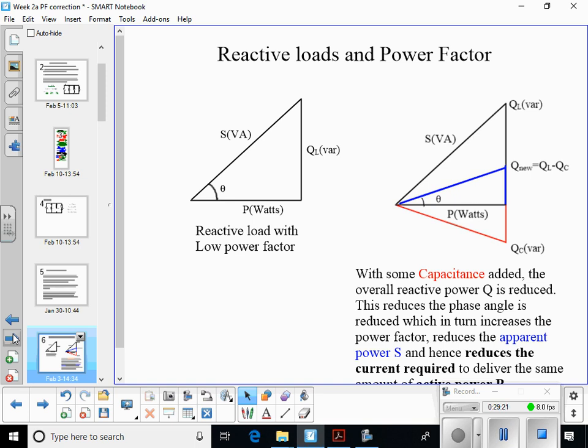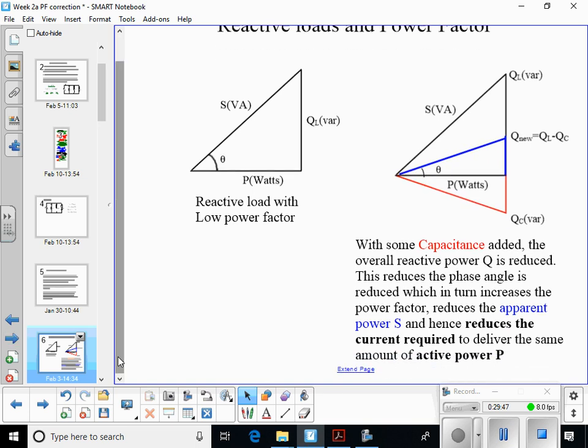All right, so reactive loads and power factor. If we look at the triangle on the left and consider that as a reactive load with low power factor, it's got quite a steep angle, and the Q due to the inductive load, or the VARs, is quite high. What we're doing on the right hand side, in red, is adding some capacitance. So we've got some QC down there, not as much QC as we've got QL. We don't try and match it.